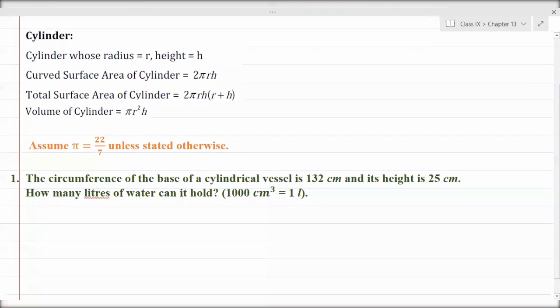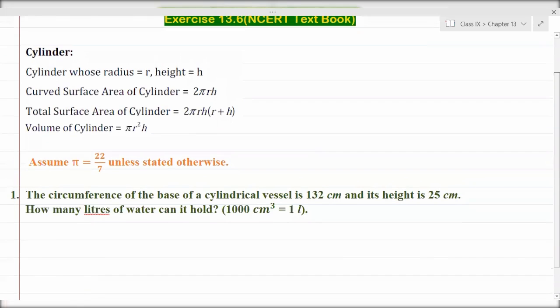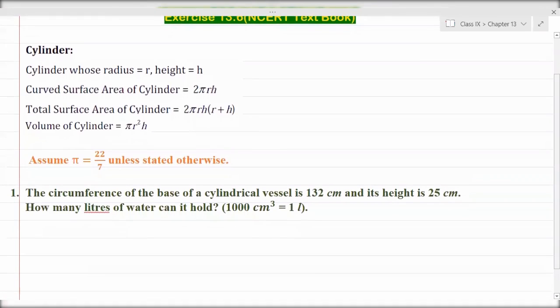So see here, you already know the cylinder formula: the curved surface area means the front portion of a cylinder. If you see it carefully, the surface is not flat, it is curved. So the curved surface area will be equal to 2 pi rh. If you take the top and bottom area, we have to add the area of the top, which is in the shape of a circle, so its area will be pi r square, and the area of the bottom is also pi r square. If I add both to the curved surface area, it will become the total surface area of the cylinder.